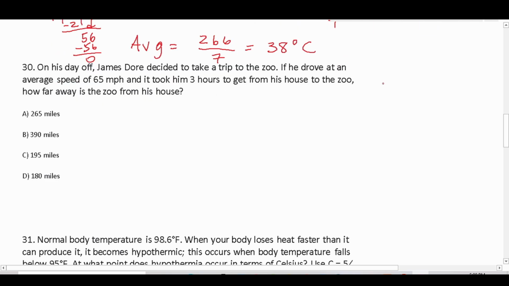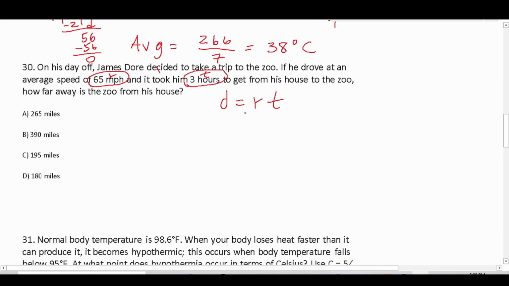All right, number 30 says, on his day off, James Dorr decided to take a trip to the zoo. If he drove at an average speed of 65 miles per hour and it took him 3 hours to get from his house to the zoo, how far away is the zoo from his house? So in order to solve this one, we're going to make use of the distance formula, which is distance equals rate times time. And in this case, we should realize that we have two of these elements. We have rate, notably 65 miles per hour, and we have time, notably 3 hours.